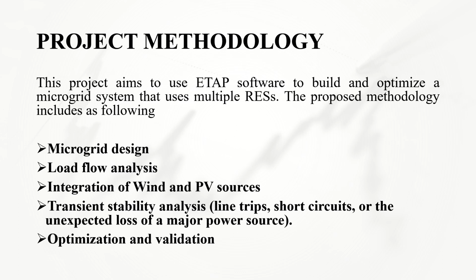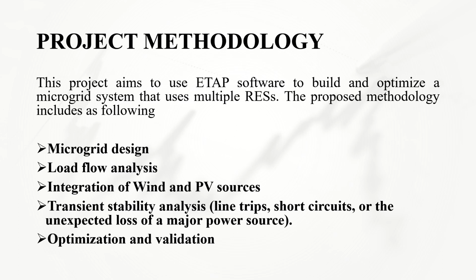So the proposed project methodology is: the project aims to use ETAP software to build and optimize a microgrid system that will use wind and PV sources in our case. The proposed methodology includes the following. First of all, we will design a microgrid system. Then after we design the microgrid system in ETAP software, we do the load flow analysis. After the load flow analysis, we will gradually integrate wind and PV resources. After the integration of the PV and wind resources, we'll do some transient stability analysis.